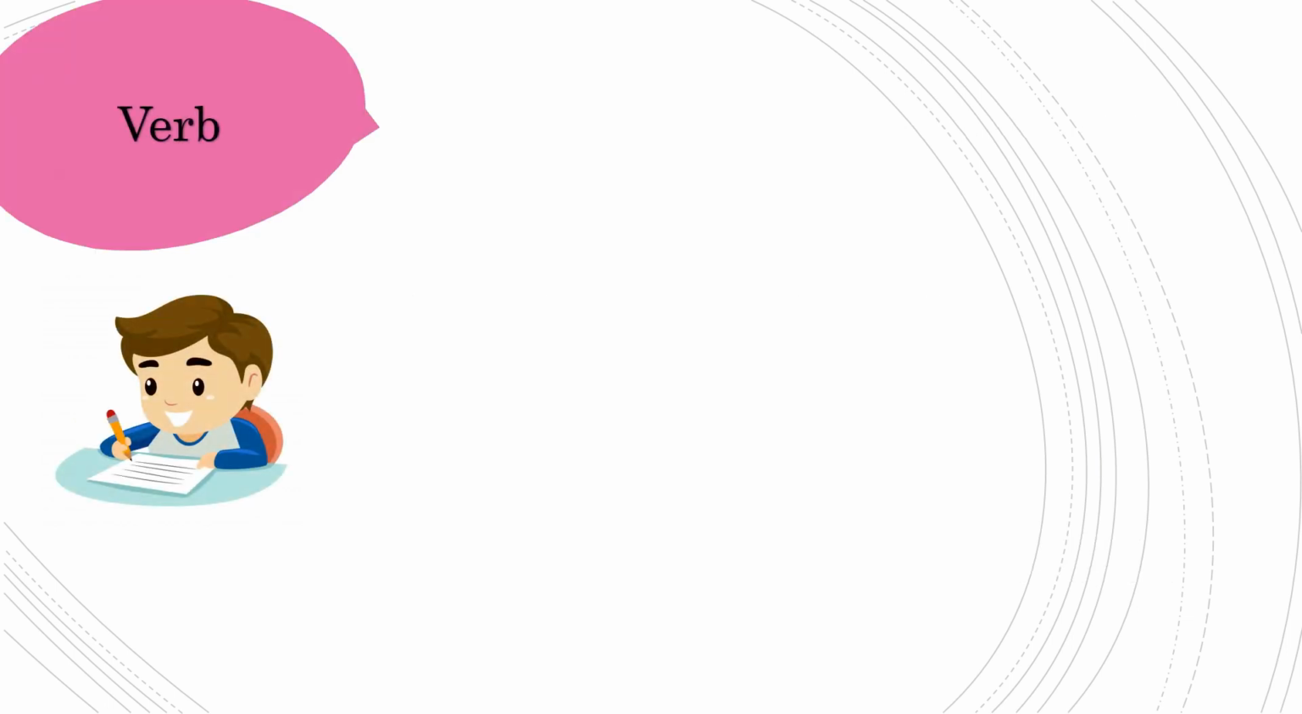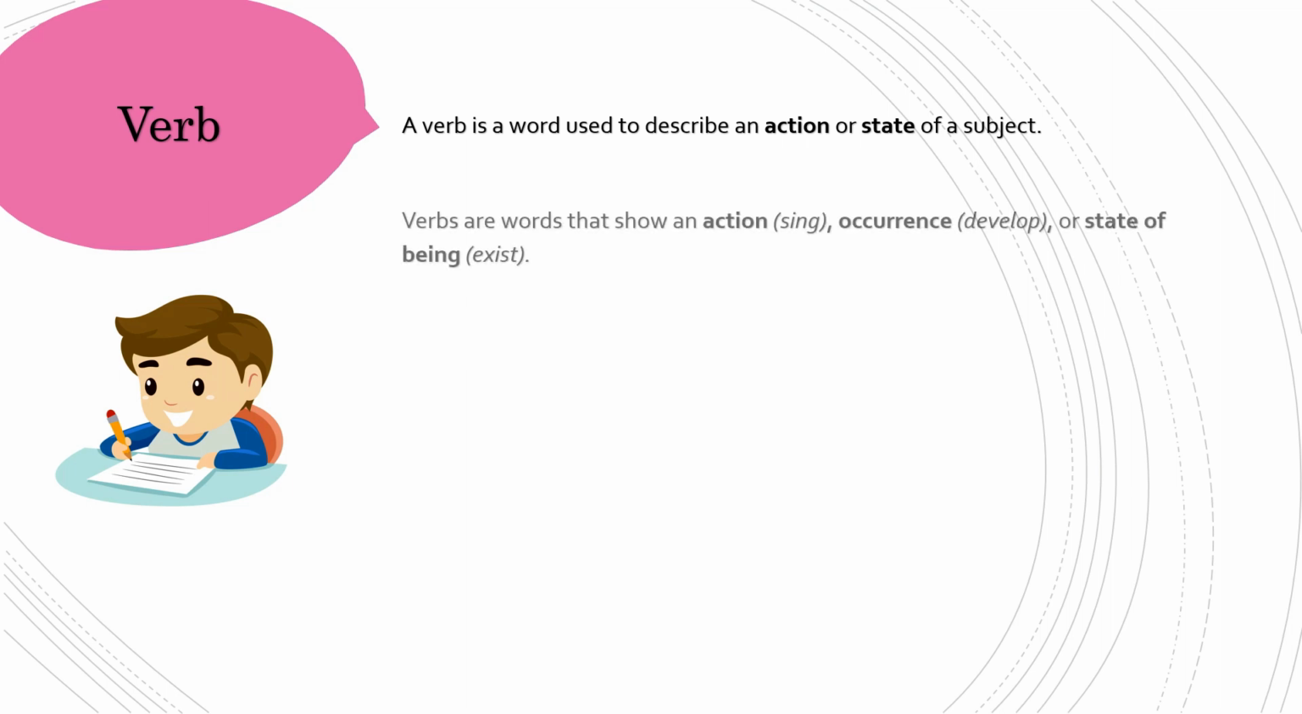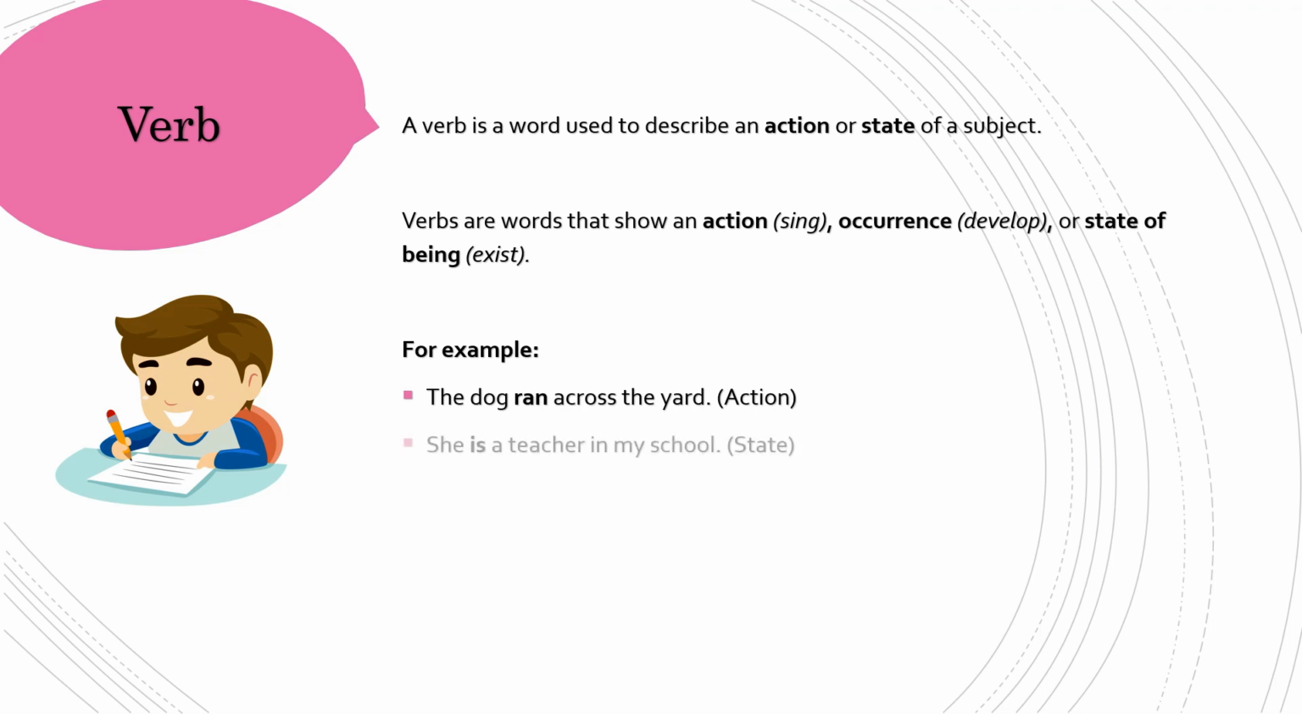Verb. A verb is a word used to describe an action or state of a subject. Verbs are words that show an action, sing, occurrence, develop, or state of being, exist. For example, the dog ran across the yard. Action. She is a teacher in my school. State.